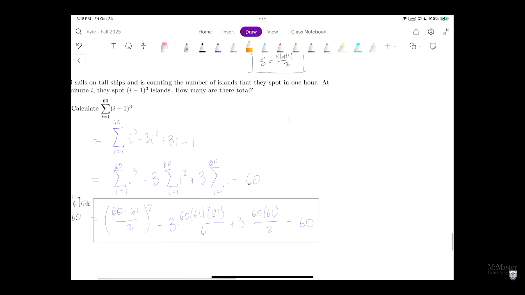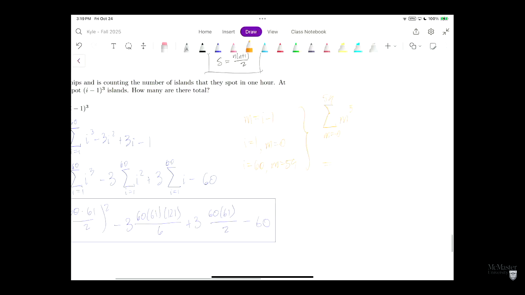Let's set m equal to i minus 1. So if i is equal to 1, then m is equal to 0. And if i is equal to 60, then m is 59. So my sum is equal to the sum from m equal to 0 up to 59 of m cubed.